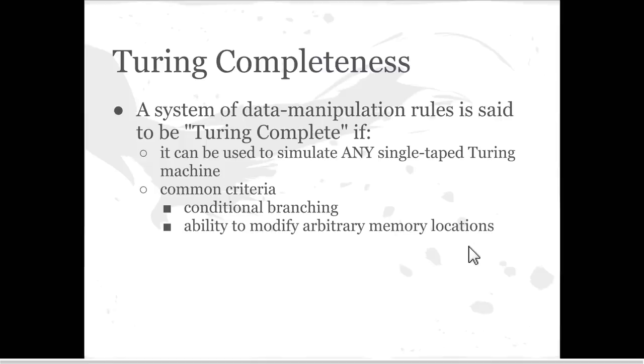And so I'll cover Turing completeness if you haven't taken a theory or a compilers class. Basically, a system of data manipulation rules, in other words, an instruction set, is said to be Turing complete if it can be used to simulate any single tape Turing machine. Now, I know that doesn't help anyone in the room that's not familiar with it. It's like using the word to define itself. So basically, the common criteria for Turing completeness is that you have some capability to do conditional branching, and you have the ability to modify any value in memory at any location. All right?